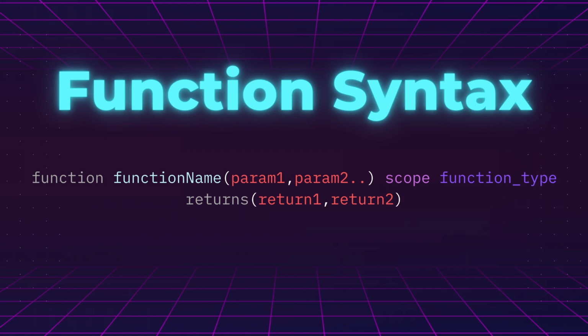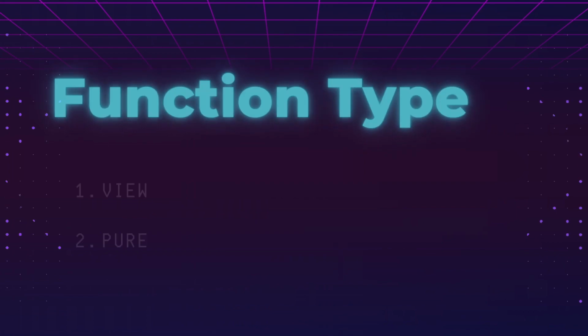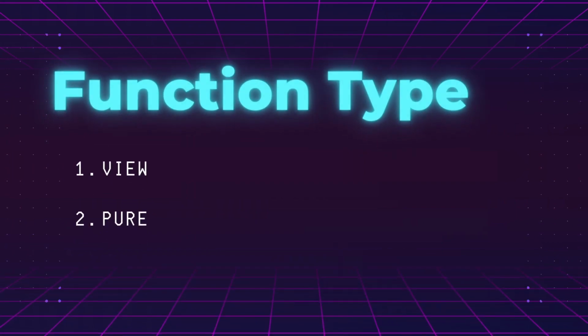Next we have scope. There are 4 types of scope keywords which affect the visibility of your function. These are public, private, external, and internal. Next, we have function type, which basically defines how your function affects the state of your contract. Regular functions are able to read and write data into the state of your contract. View functions can just read data, and pure functions can compute data but can neither read from state or write in it. We will make it clearer with examples in a bit.